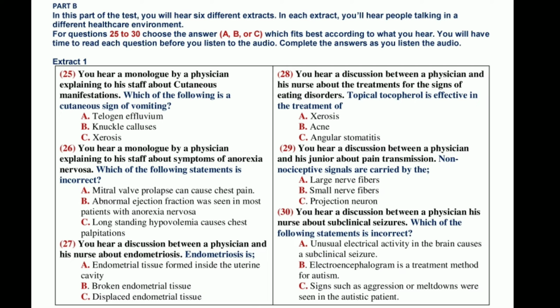Question 28. You hear a discussion between the physician and his nurse about treating the signs of eating disorders. Now read the question.